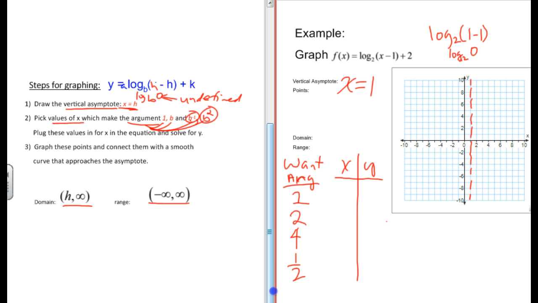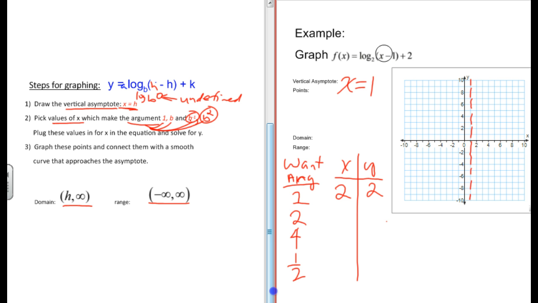Since my argument in general is x minus 1, if I want a 1 for my argument, wouldn't I have to plug a 2 in for the x? Now let's do the math. If I plug a 2 in here, 2 minus 1 is 1. Log base 2 of 1 is 0, and 0 plus 2 is 2. Notice that we should hopefully be able to follow what I did in my head. When we graph, we don't have to do a lot of pencil and paper work. We should be able to do this in our head.